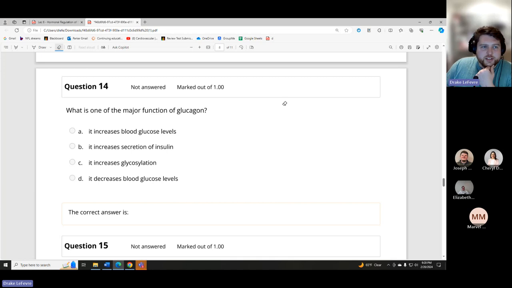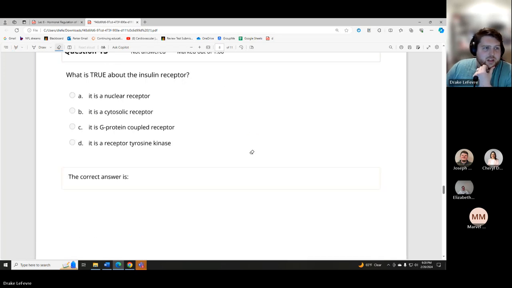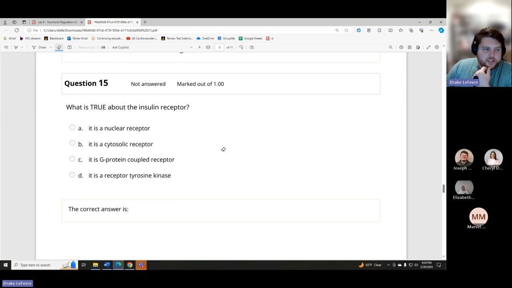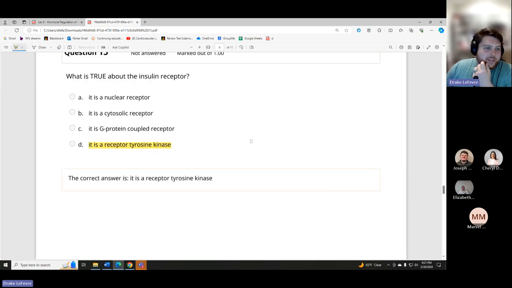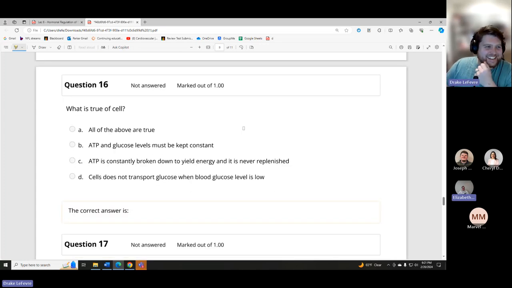What is one of the major functions of glucagon? You see, kind of seeing how repetitive these questions get. Increases blood glucose levels. Yep, it increases blood glucose levels. What is true about the insulin receptor? It's tyrosine kinase. Elizabeth, I expect you to never get a tyrosine kinase question wrong as long as you live. Yeah, I will never get that wrong ever again.